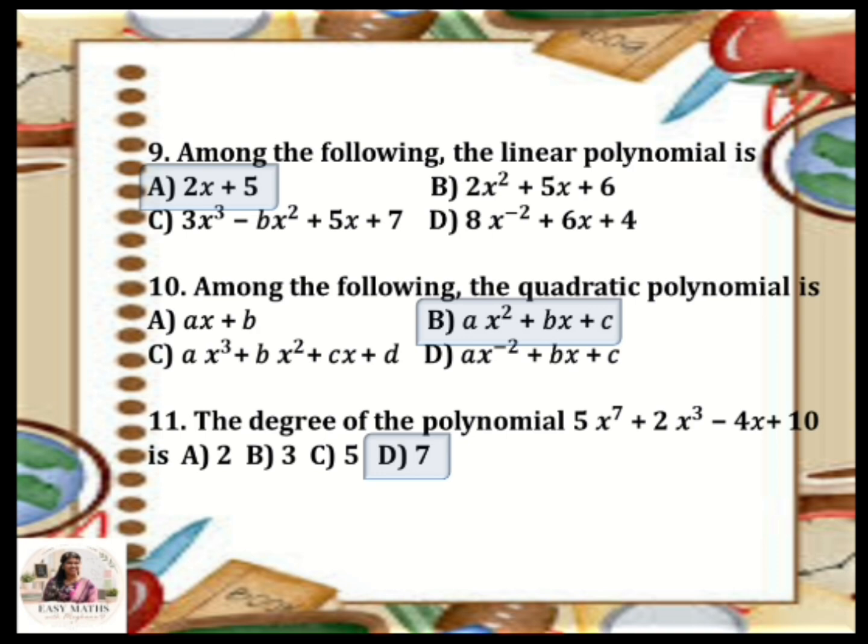Question number 11. The degree of the polynomial 5x raised to 7 plus 2x cube minus 4x plus 10 is. Degree of the polynomial is what? The highest power of the variable. Here the variable is x. In the x variable, the highest value is 7. So degree of the polynomial is 7 here. So option D is the correct answer here.